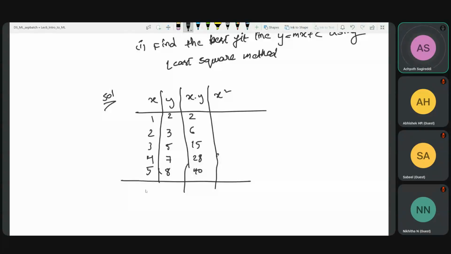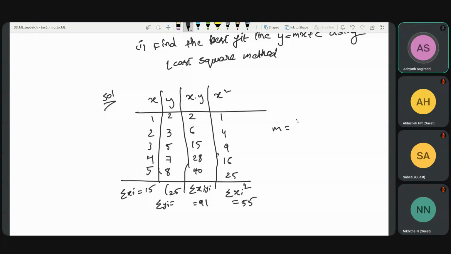This is summation of xi. The sum is 15. This is summation of yi, each and every point's sum, which is 25. This is summation of xi into yi, which is around 91. Now x square is 1, 4, 9, 16, and 25. What is the summation of xi square? It is 55. Here, what is m?